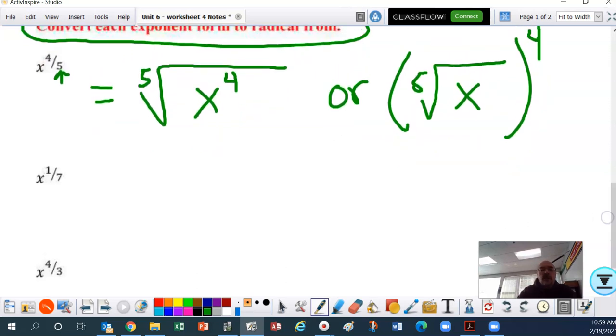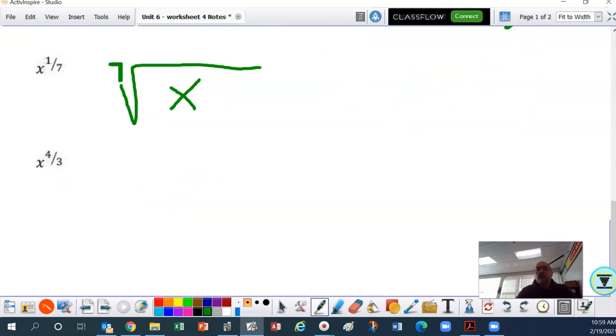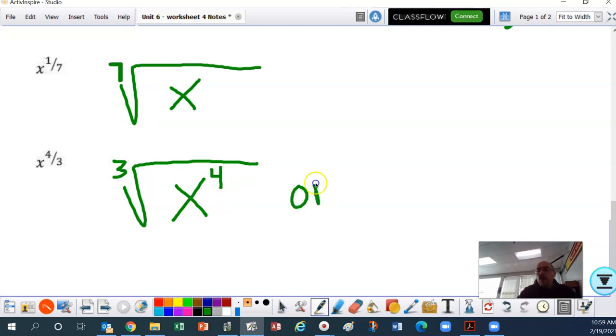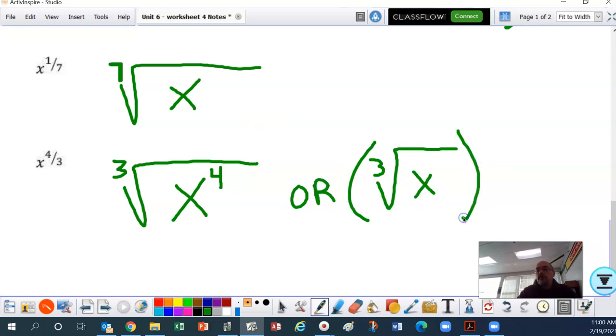All right, the next one. Make my radical symbol. It's a 7 in the denominator, so I'm going to put a 7 there and an x here. That 1 is not necessary because to the first power, you don't need to put the 1. Okay, last one for this. I'm going to make my radical symbol. The 3 is in the denominator. I'm going to put the 3 there, x. Now I can again either put the 4 there or I can do parentheses like that.